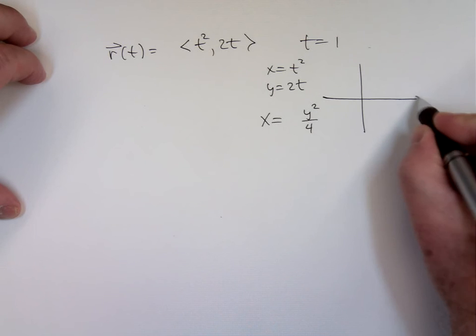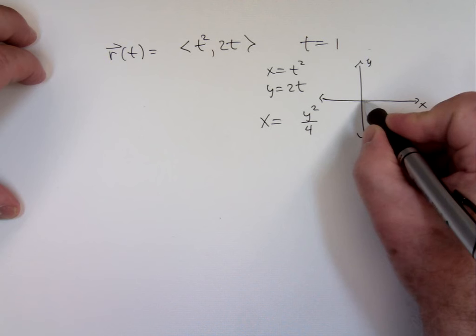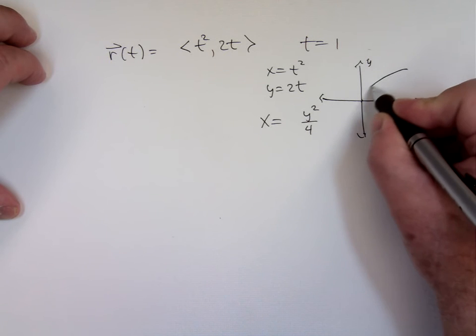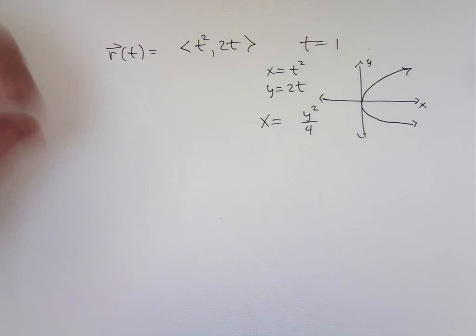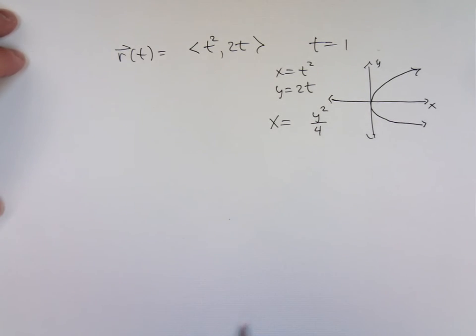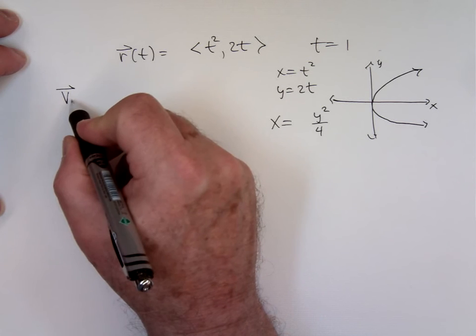It's not a function. Not that that's necessarily bad, but it's going to look like this. Okay? So, that's what we have. What do we got to do? Velocity and acceleration at t equals 1? You just have to find the tangent normals. All right, well, let's do it.